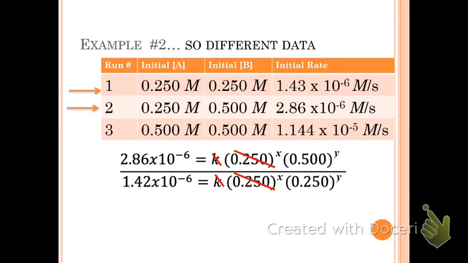And when we look at 2.86 e to the negative 6 and divide that by 1.42 e to the negative 6, we find that that is a rate change of 2, or a number that can be rounded to 2. And when we take 0.500 and divide that by 0.250 for the concentration of reactant B, we find that it has doubled to the y power. And then, of course, 2 to what power is equal to 2? 2 to the first power, or power of 1, is equal to 2.